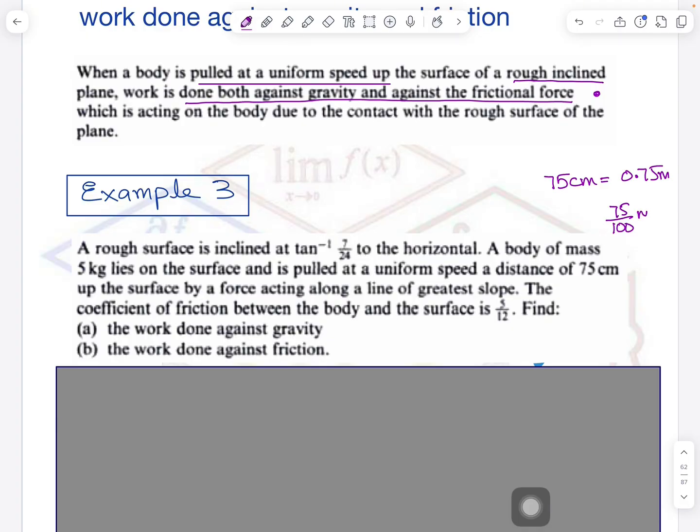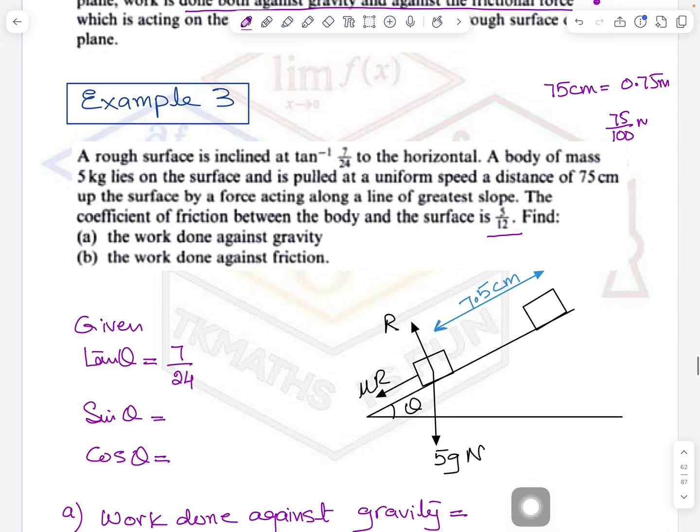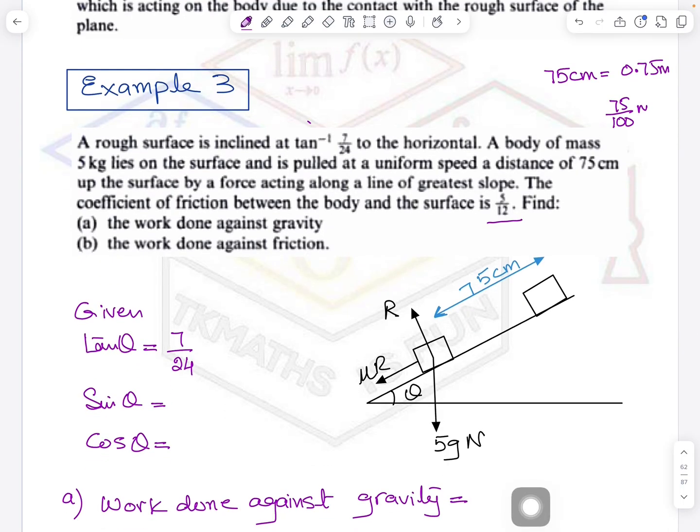Now what is happening? The coefficient of friction given to you is 5 divided by 12. And work done against gravity you have to calculate and against friction you have to calculate. So let's put this question in the diagram form. So here is a diagram. Tan theta is equal to 7 divided by 24, which is given here. With the help of this ratio, if I just draw a triangle here to explain it to you, by applying Pythagoras theorem, I can easily calculate the hypotenuse.